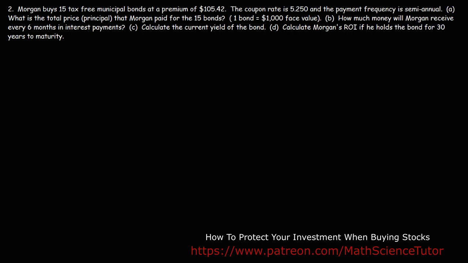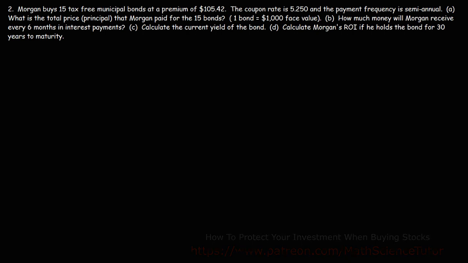Now typically when buying bonds, even though one bond is equal to 1,000, you're quoted at a price that is slightly above or below 100. If it's above 100, you're paying a premium. If it's below 100, you're paying at a discount. Now, to get the actual price of one bond, you need to multiply this by 10.